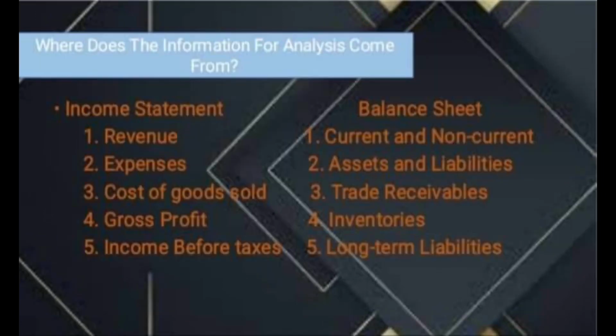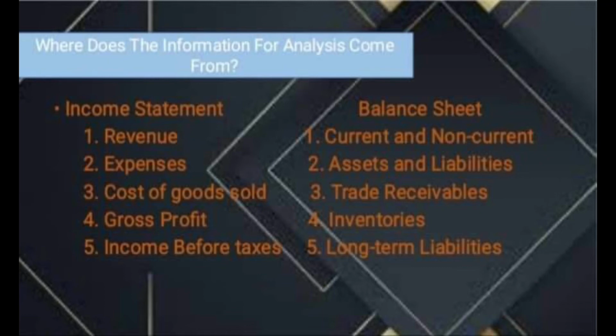And where does the information for analysis come from? Income statement and balance sheet. Income statement, also known as profit and loss statement, summarizes all income and expenses over a given period, including the cumulative impact of revenue, expenses, cost of goods sold, gross profit, and income before taxes.